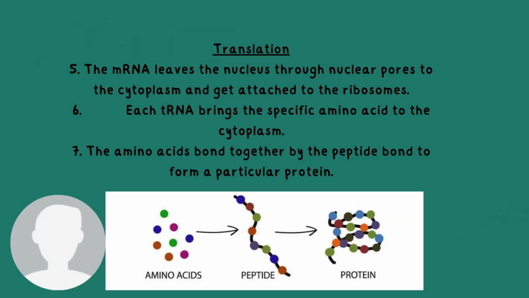Then the mRNA leaves the nucleus. It will leave the nucleus through the nuclear pores. You know that the DNA is located in the nucleus only. It can't move around the cytoplasm. But the mRNA can be located in two locations. It can be in the nucleus, it can be in the cytoplasm. Then the mRNA is used to transfer the information from the DNA to the ribosomes.